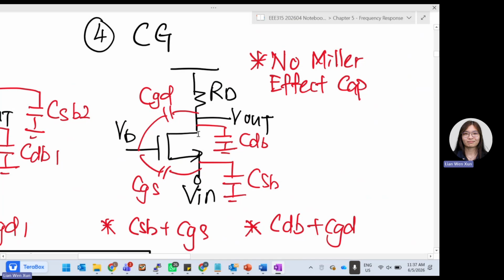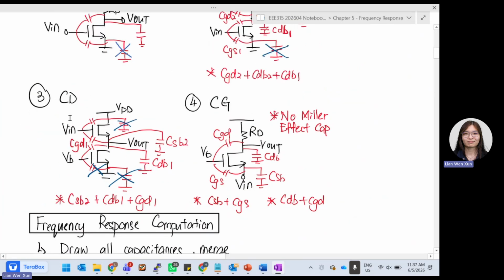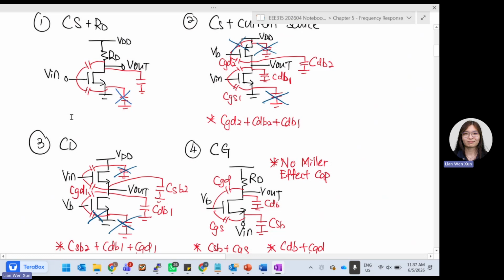But when coming to common gate, input is over here, output is over here. There is no capacitor connected between drain and source directly. So there's no capacitor in between them, meaning that there is no Miller effect capacitor. Everything looks normal. Okay, so I think you can practice a while to check how many capacitors you can eliminate in total without looking at the solution.